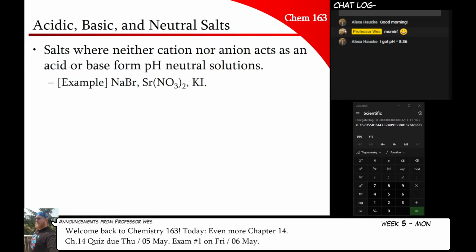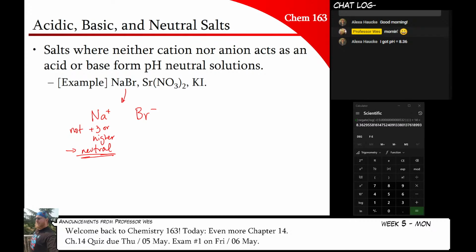Now, if I have totally neutral ions in my solution, for example, they're cations with a +1 or a +2 charge that are metals, and the anions are conjugates of strong acids, I'll have a pH neutral solution. So let's look at an example of that. If I dissociate sodium bromide, and I look at the parts, well, the sodium is not +3 or higher, so it's neutral.